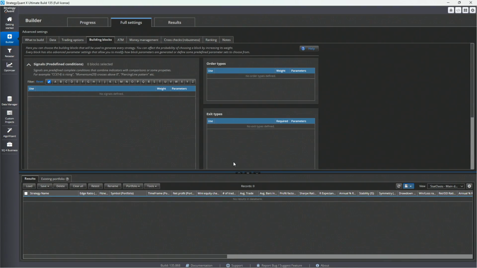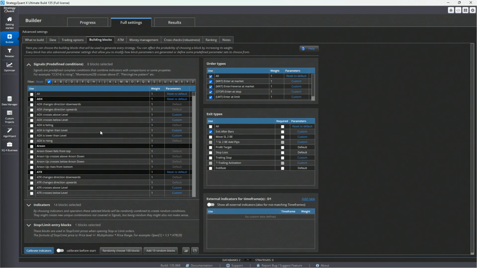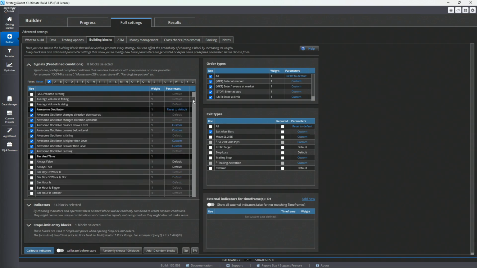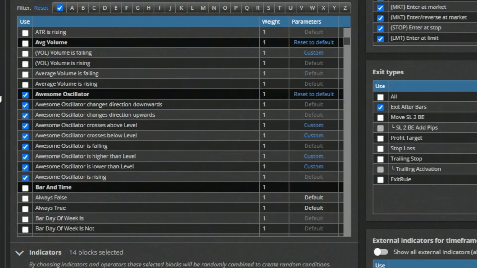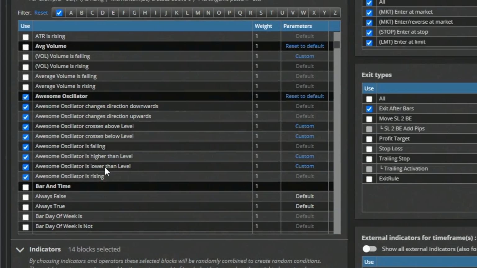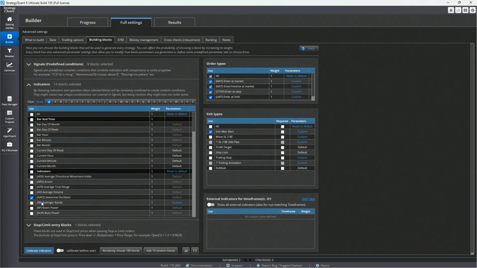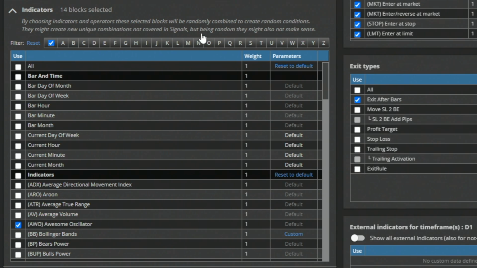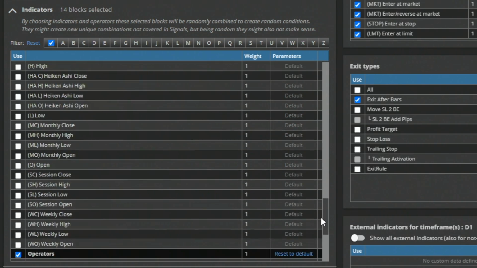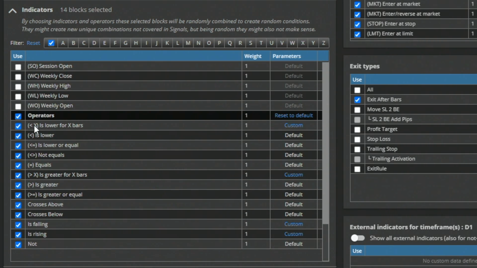And if we go to building blocks, let's shrink this. So I picked only Awesome Oscillator. You can see here I picked Awesome Oscillator, everything in it. So when it changes direction, above level, below level, falling, rising, higher than a level, lower than a level. And then I picked Awesome Oscillator here in the indicator section, plus all the operators. So lower, equal, greater than, cross above, falling, and so on.